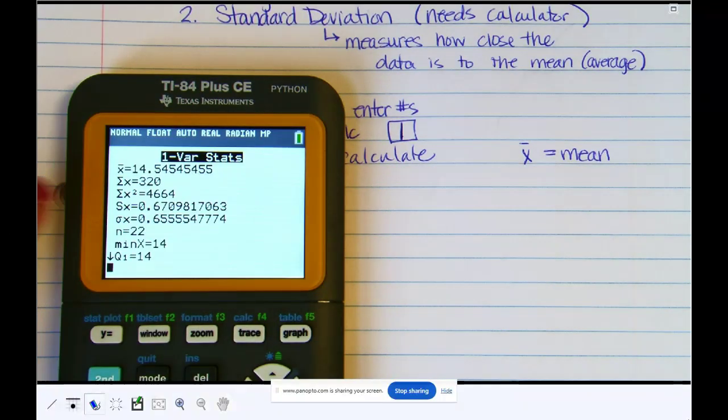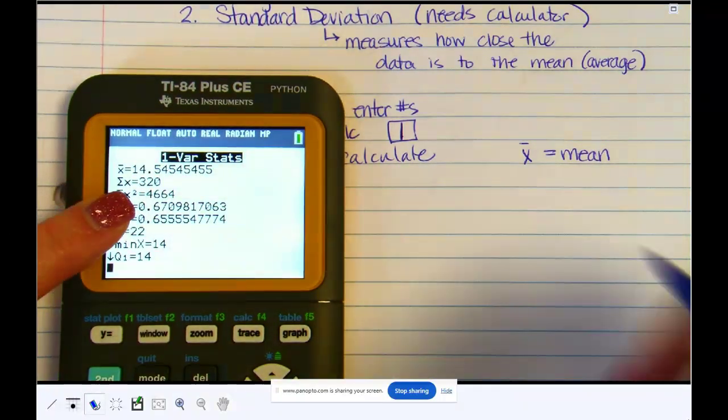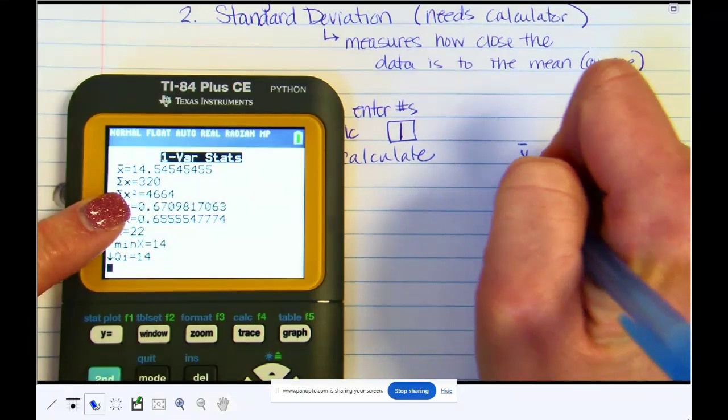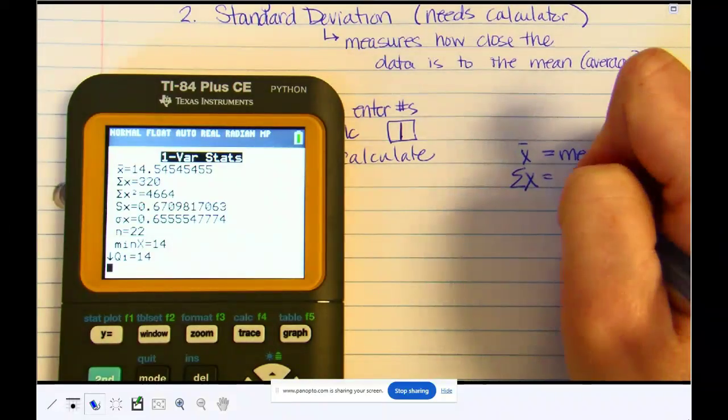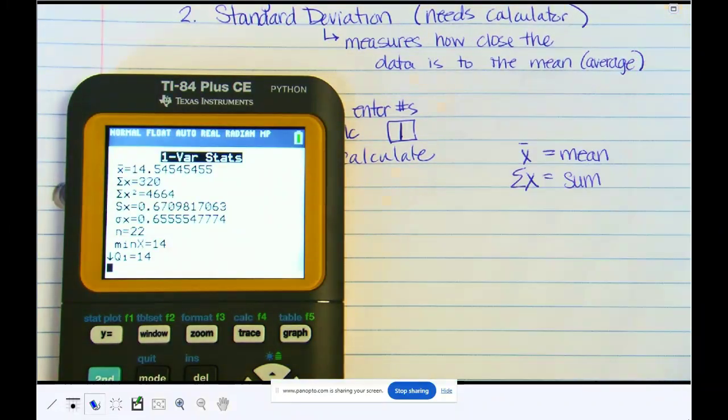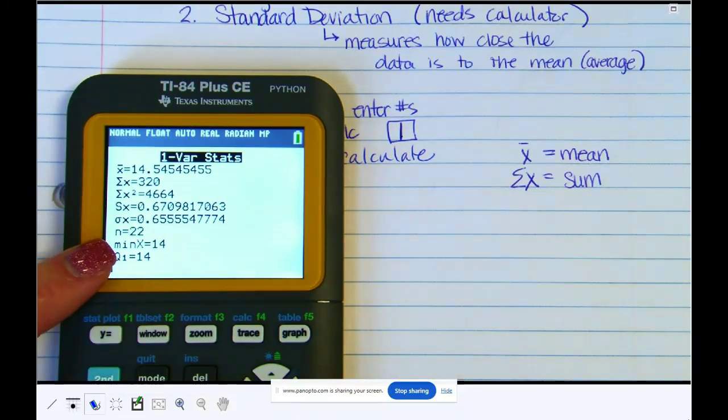This little squiggly E with the x is how much it all adds up to. If you put them all into your calculator and don't want to add them up, that's the sum. That squiggly E is a sum. Look at this n right here. That tells you how many numbers there are. We put 22 numbers in. If you don't have 22 there, you missed a number, which is fine.